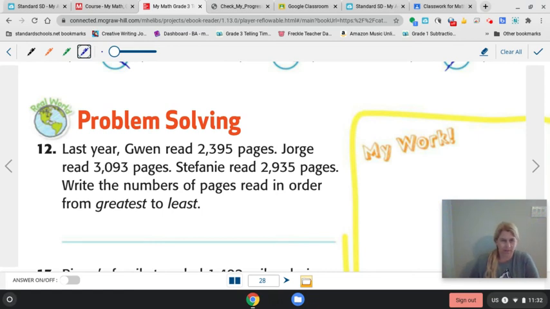Now that you have your board in front of you, looking at it, is 3,093, 2,395, or 2,935? Look at your place value. Well, 3 is greater than 2. So that's going to be the biggest one. And then again, start looking at the other numbers because we have Stephanie and Gwen, and they both have 2,000, but which one's bigger, 300s or 900? So 900. So it's going to go just like that.